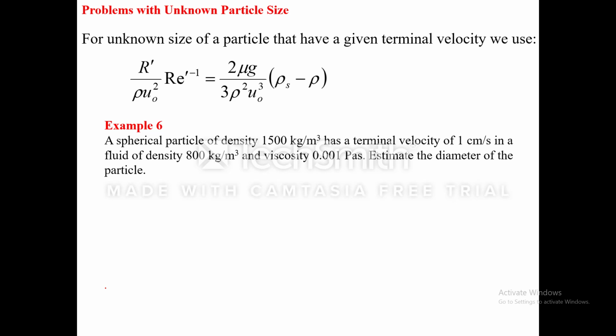Problem with unknown particle size. For an unknown size of particle that has a given terminal velocity, we use this relation: R dash over rho u naught squared times Reynolds to the power minus 1 will be equal to 2 mu g over 3 rho squared u naught cubed multiplied by (rho s minus rho). This example we leave as homework for you. And this is the end of our lecture today.